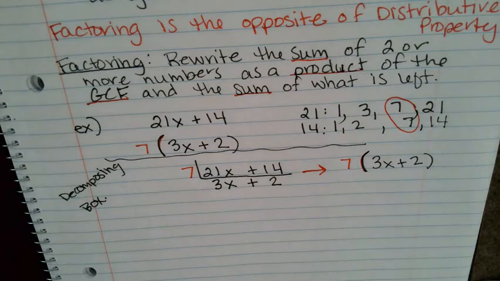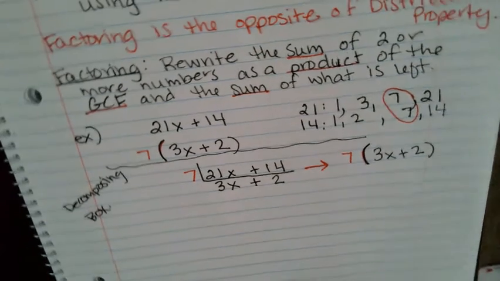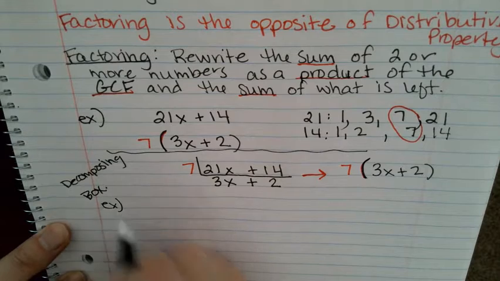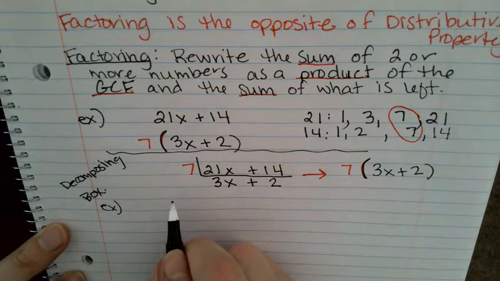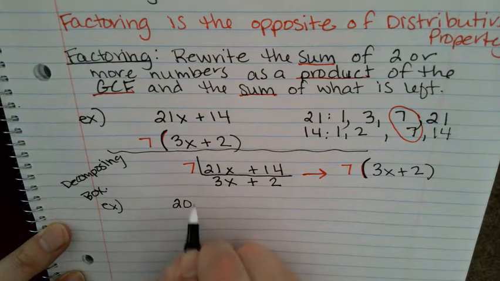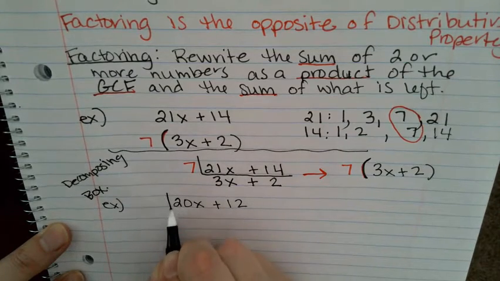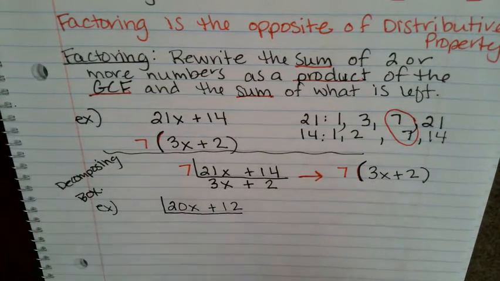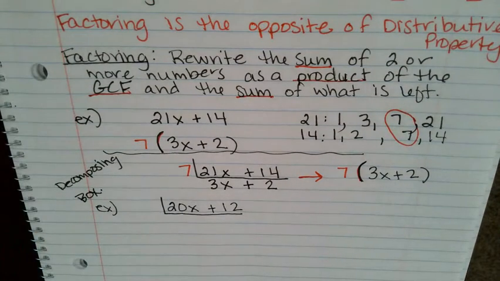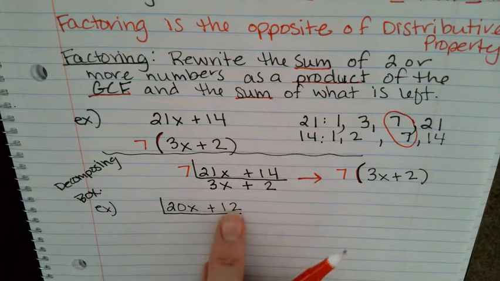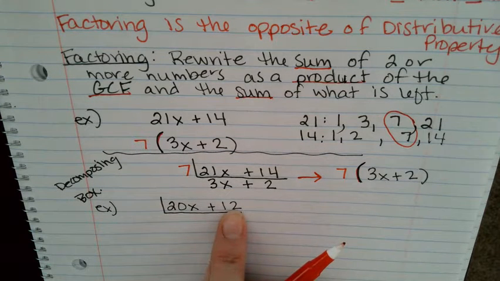All right, let's try this with our other example from the top. So we had 20x plus 12. Now what's amazing about the decomposing box, and the reason why I like to use it, is because you don't have to find the greatest common factor first. How many of you noticed that 20 and 12 are both even numbers? So we can divide by 2.